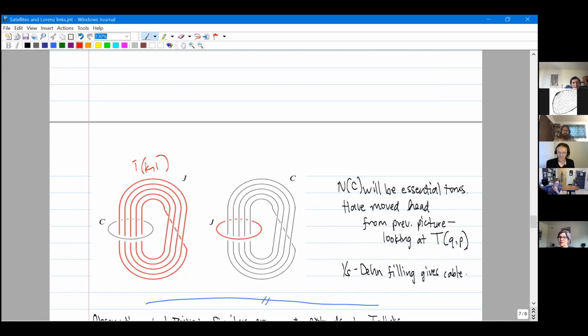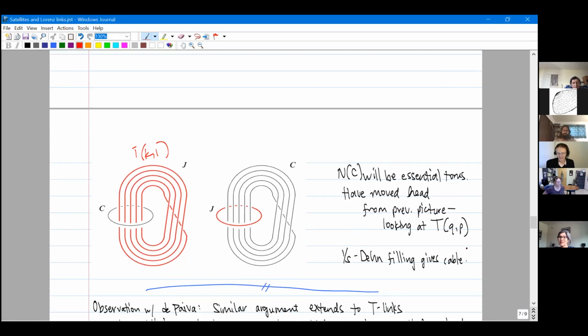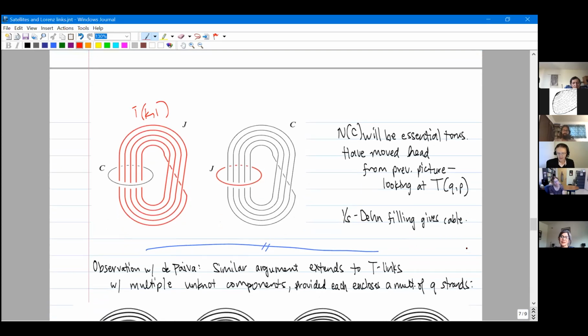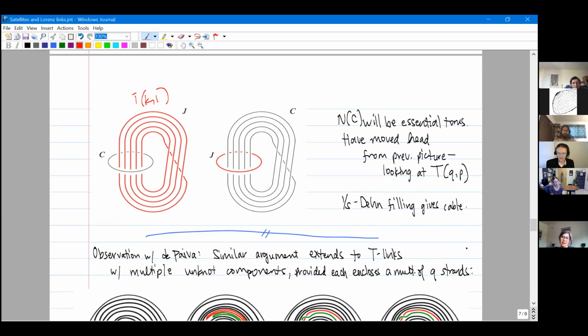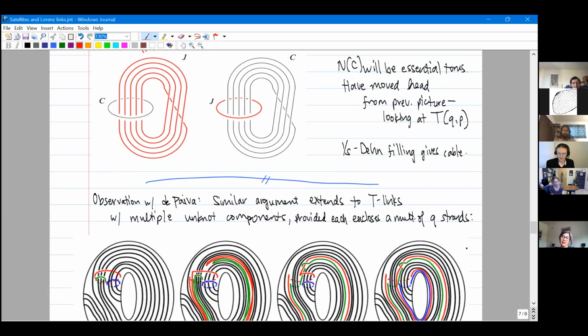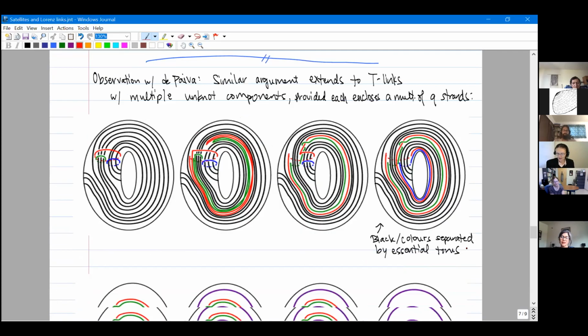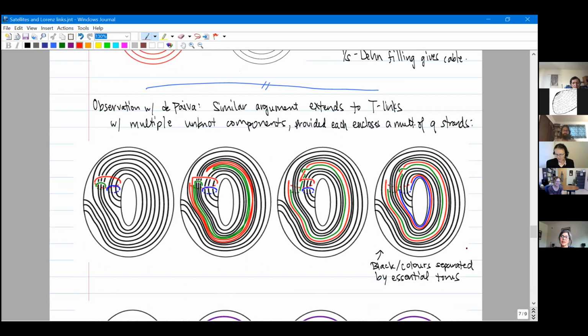Okay, so I think that's quite clever and quite fun. So my observation with Tiago is that you can extend this to T-links almost immediately with multiple unknot components. So this is a picture from our paper. It's a little bit messy. I need maybe a bigger image to show that, but the same sort of idea happens.